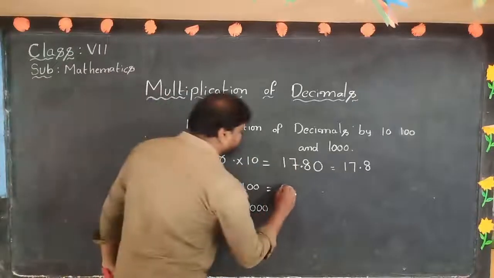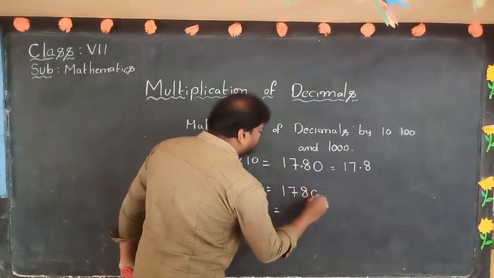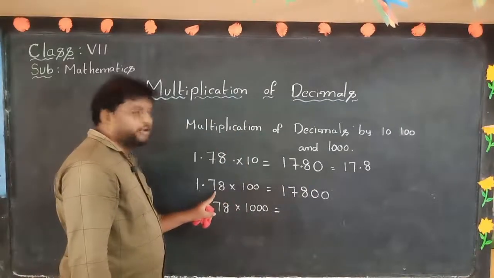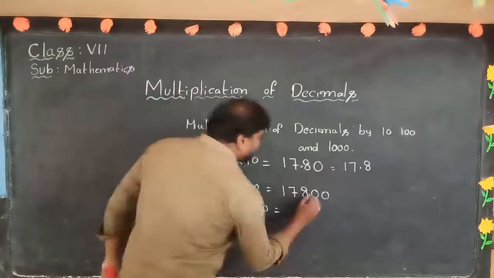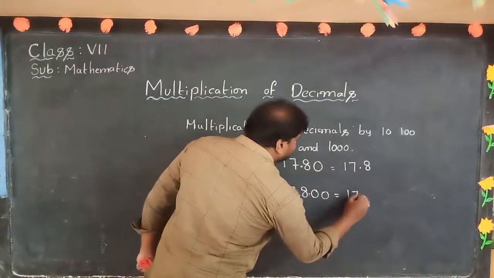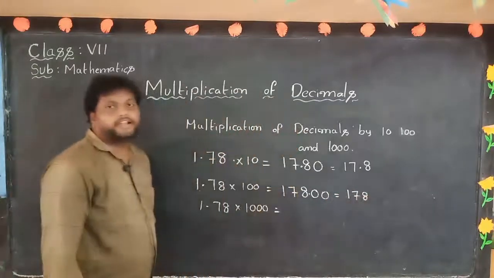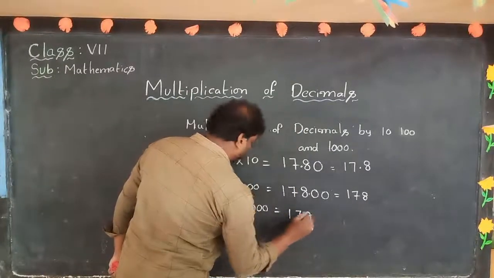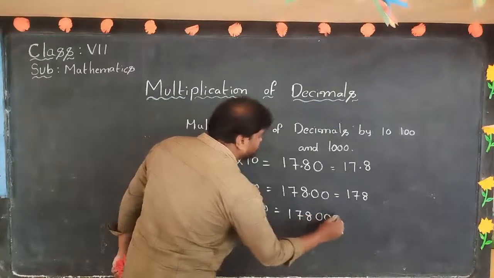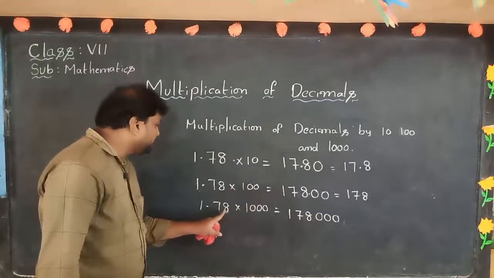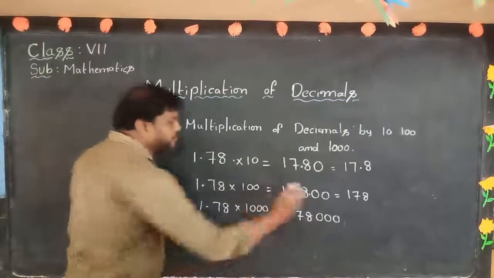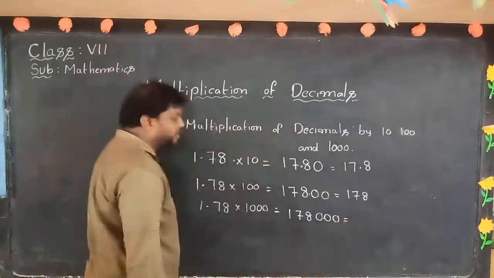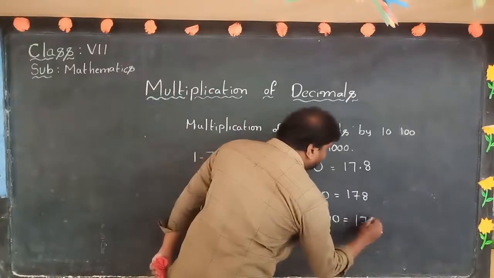Like that, next one: 17800. Why? Because it is 100, so two zeros. With two digits in the decimal part, the point comes two places from the right, and the answer is 178. Next, the third one: 178000. In the decimal part we have two digits, so from right side to left side take two places. Two zeros are removed, because zeros after the point are not valid. Finally we get 1780.